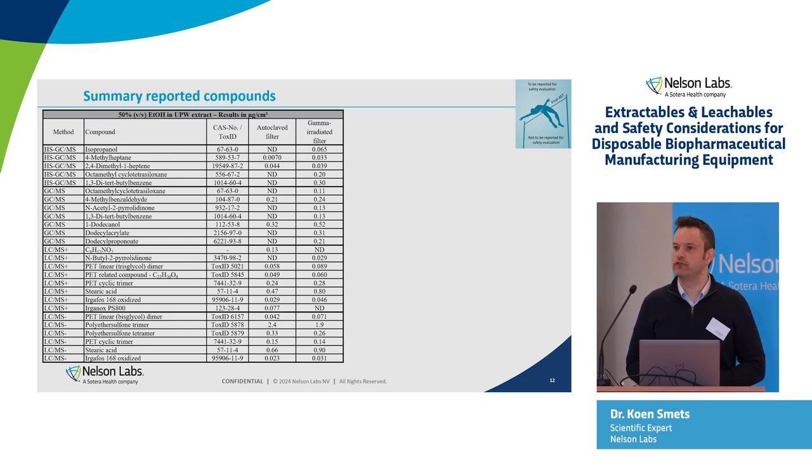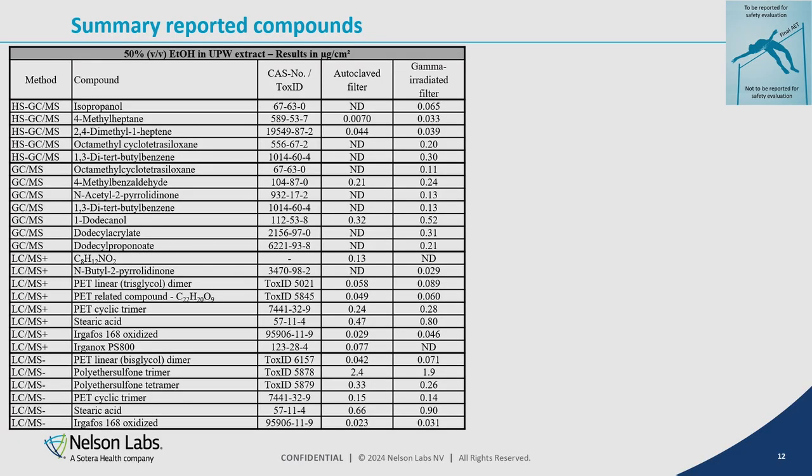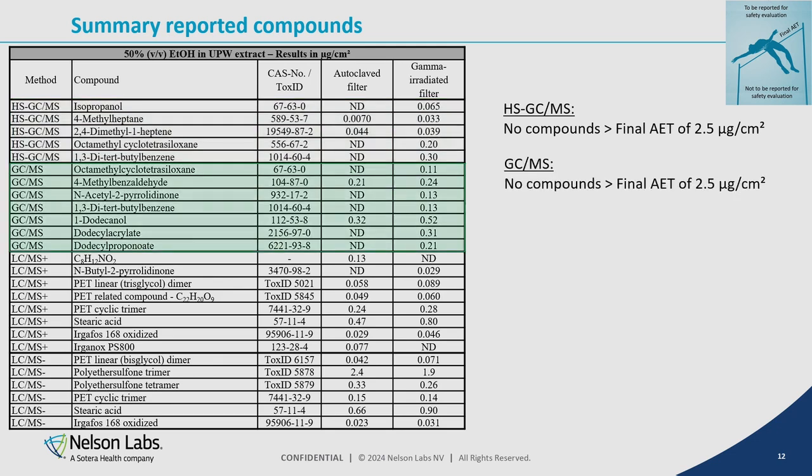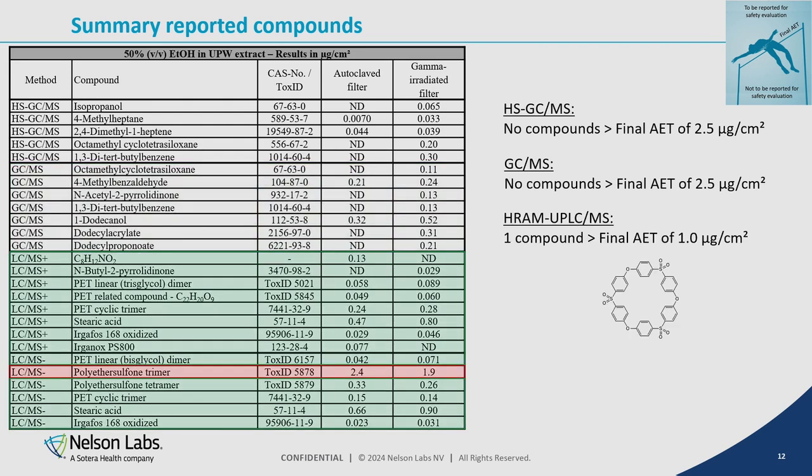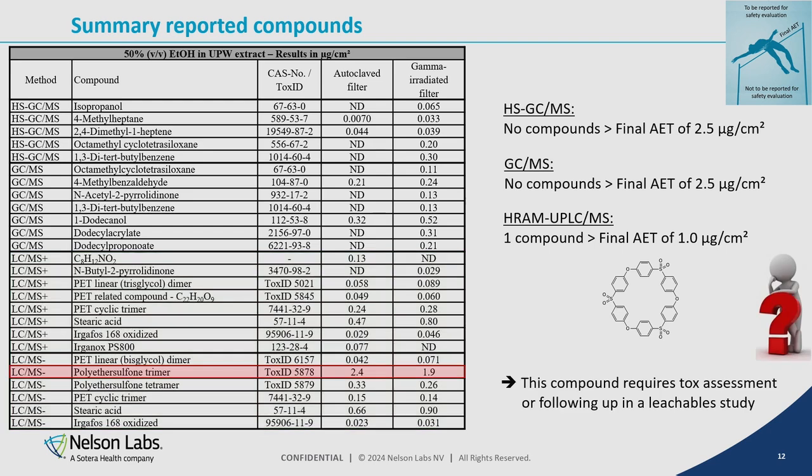In this table, you have an overview of all compounds that were detected for the autoclaved and for the gamma irradiated filter. And when we compare the results to the final AET, no compounds were detected above final AET by headspace GCMS. Also, no compounds were detected above final AET by GCMS. And for LCMS, there was one compound above final AET, and this compound should then be subjected to a toxicological assessment, or a subsequent leachable study could be performed in order to evaluate if this compound is also detected using the actual process solution and actual process conditions or not.